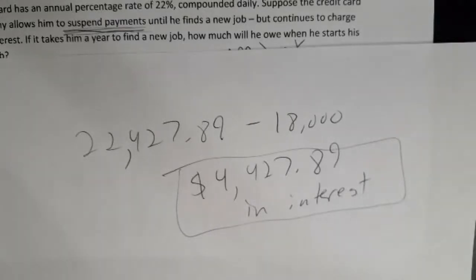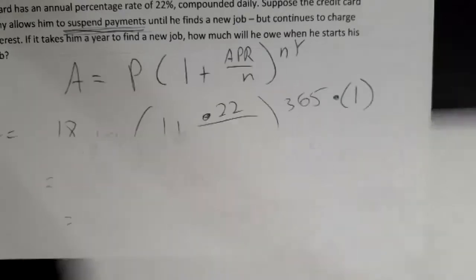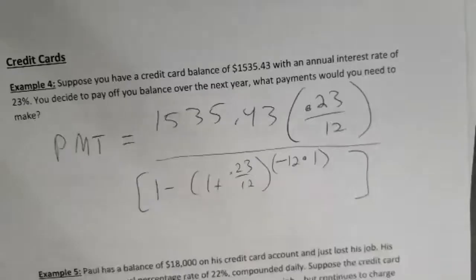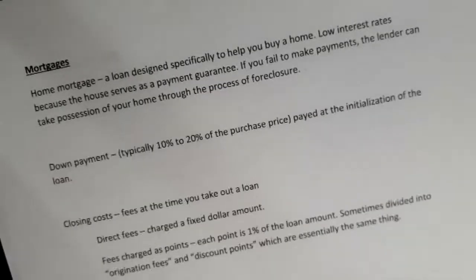Okay. That's them allowing him to suspend payments. Your credit card company may or may not allow you to do that, right? Okay. So we talked about loan repayments, we talked about student loans, we talked about credit cards. And so now we want to move on to home mortgages, or to mortgages in general, I guess.